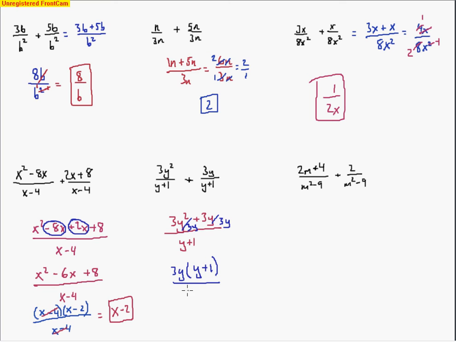Well, down below, we've got a y plus 1. And so now we can go ahead and cancel. You see how the y plus 1's are canceling? They're gone. So what we have left is this 3y.